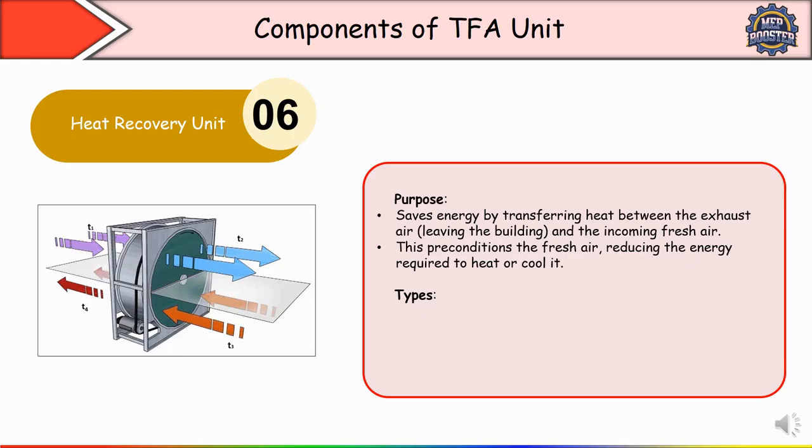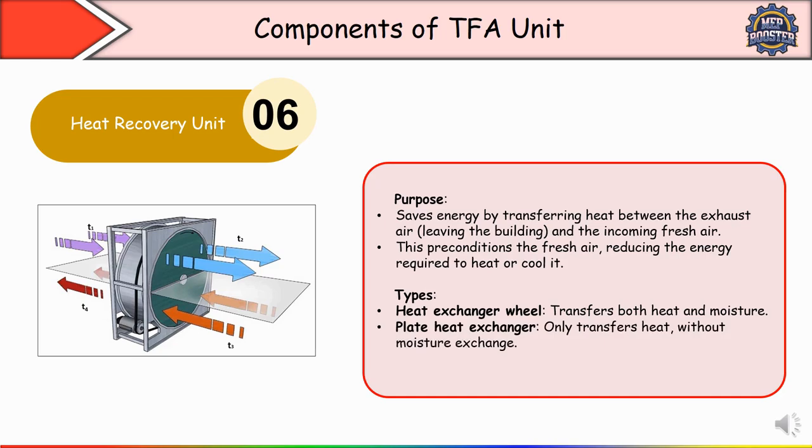Different types are given. But before that, what is the working mechanism of the heat recovery unit? Generally, the heat recovery unit uses a heat exchanger to transfer heat from the outgoing exhaust air to the incoming fresh air in colder climates, or vice versa in hot climates, without mixing the two air streams. As for their types, which type of heat exchanger? We generally use a heat exchanger wheel to transfer both heat and moisture.